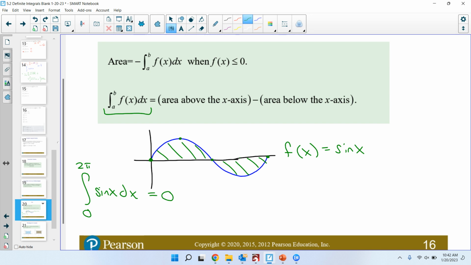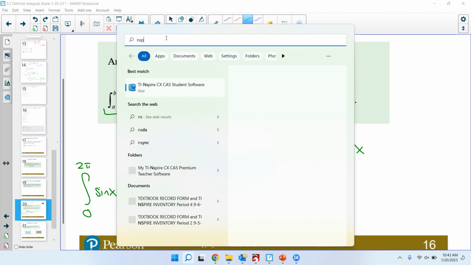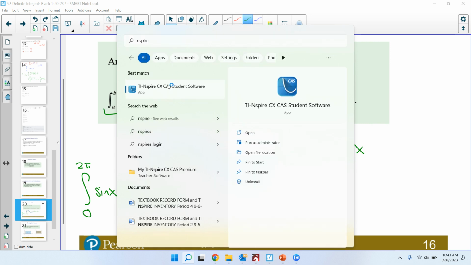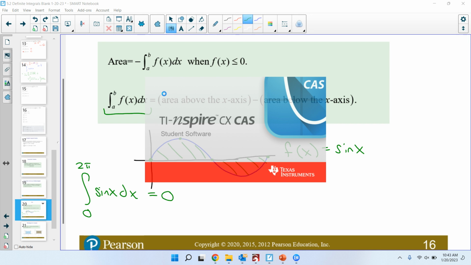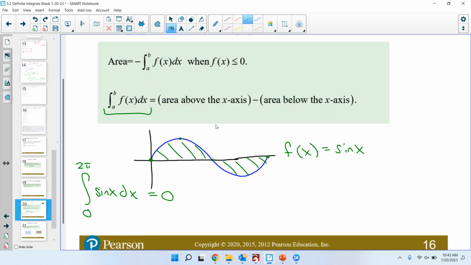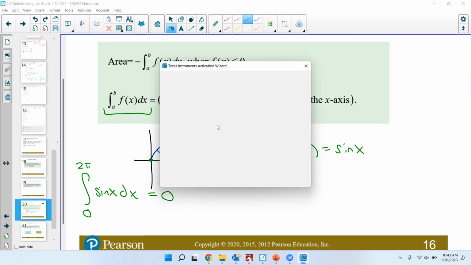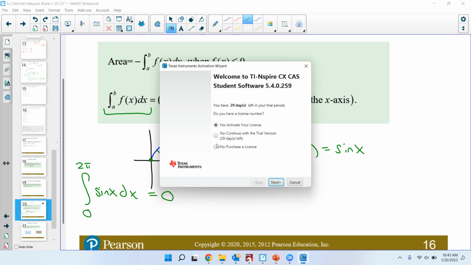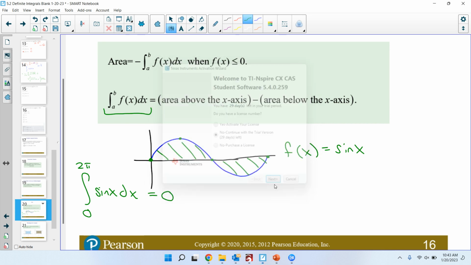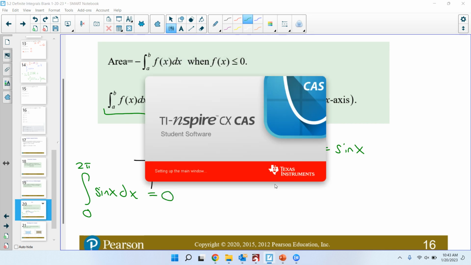My calculator is not quite ready yet. I think, right? Not quite. I need to put in the license key. You might be able to use it for a trial. I'll add the student software. Shouldn't matter.